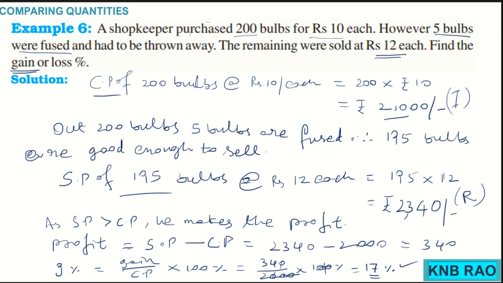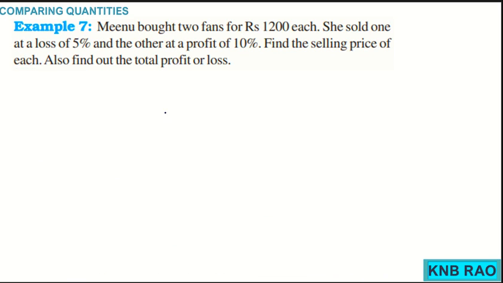Now, we will go for example number 7. In example number 7, Meenu bought 2 fans. This is one of the important questions. Okay, a little trick we will have for this next type of questions. Here in this question, Meenu bought 2 fans, one for 1200 rupees. She sold one at a loss of 5% and the other at a profit of 10%.